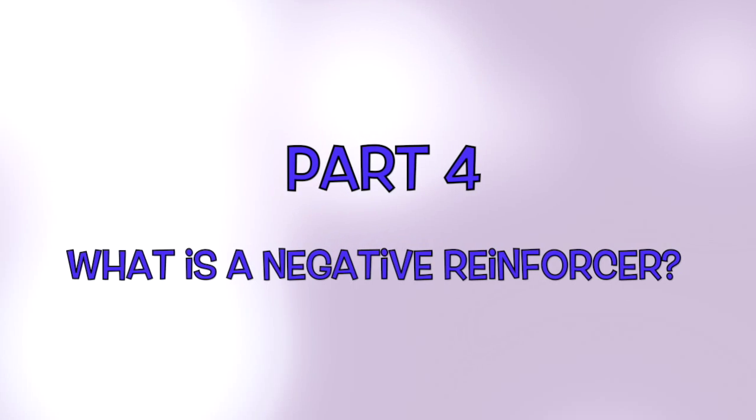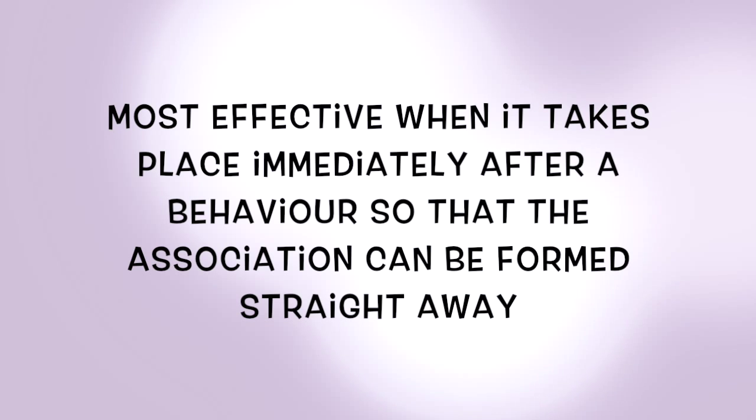What is a negative reinforcer? A negative reinforcer involves the removal of an adverse stimulus which is rewarding to the subject. This involves strengthening the behaviour because it removes an unpleasant experience. Similar to positive reinforcement, negative reinforcement is most effective when it takes place immediately after the behaviour so that the association can be formed straight away.